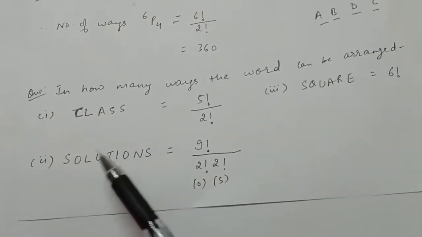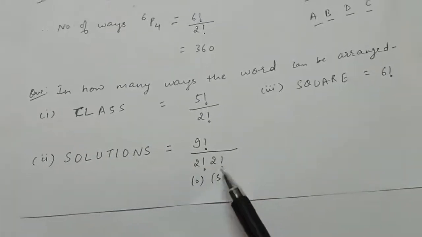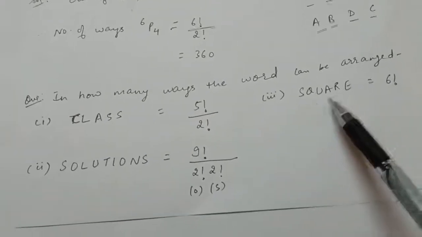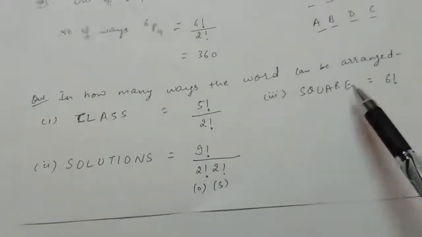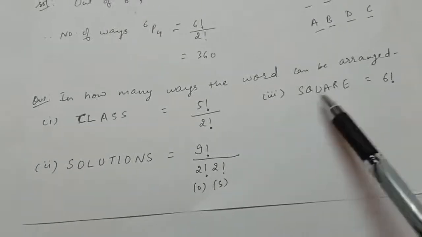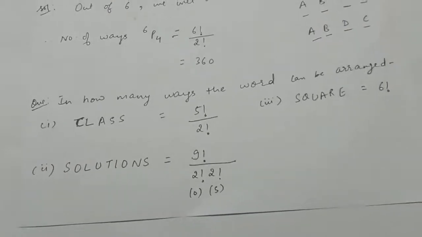And also you can see S is repeating twice. Therefore divided by 2 factorial for S also. Clear? The third is square. It consists of 6 letters, so it can be arranged in 6 factorial ways. And because no letter is repeating, we will not divide it by anything, right?